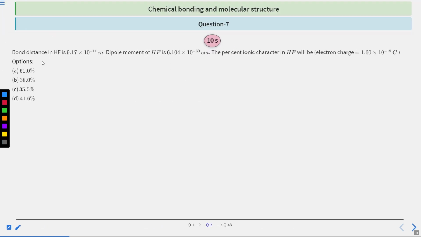Question number 7. The bond distance in the HF molecule is 9.17 times 10 to the power minus 11 meter. The dipole moment of HF is given as 6.104 times 10 to the power minus 30 coulomb meter. The percent ionic character in HF will be, the electron charge is given, and the options are 61%, 38%, 35.5% or 41.6%. You have 10 seconds to solve this question. After that, we will see the answer.